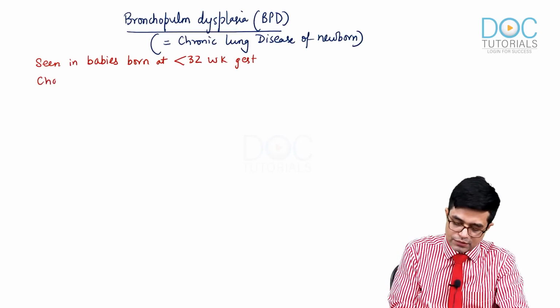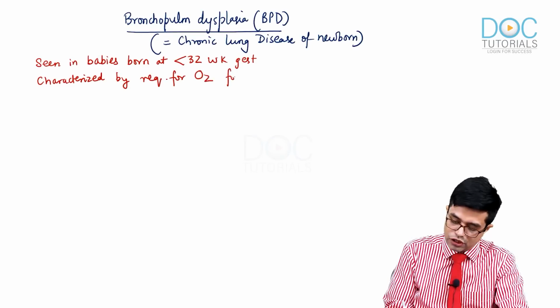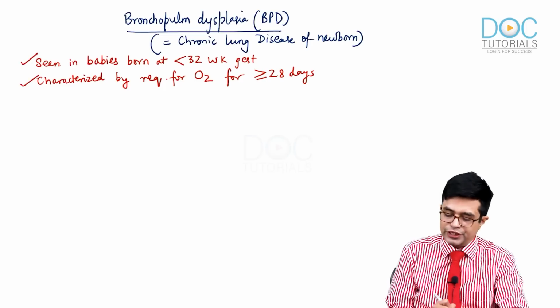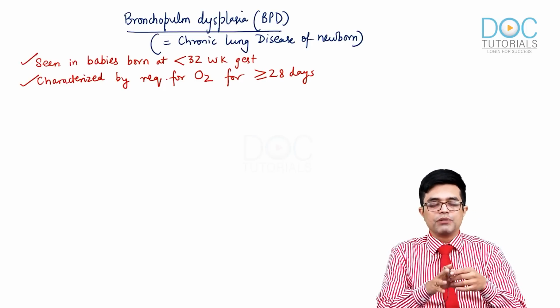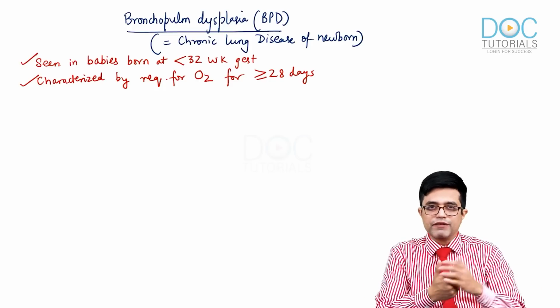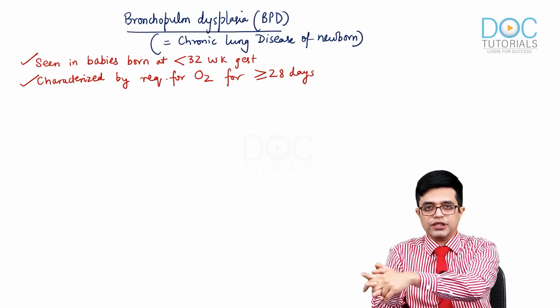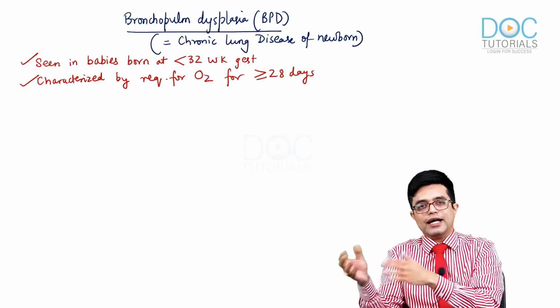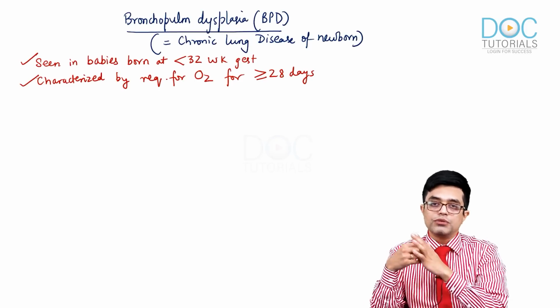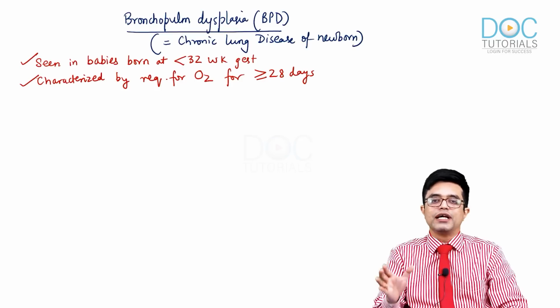and it is characterized by requirement for additional oxygen for 28 days or longer. These are the two important things that you need to remember. There are certain children who are born prematurely, less than 28 weeks. They develop HMD or you prevent HMD by giving surfactant, but later on it is found that for some reason they are put on oxygen and you cannot taper off oxygen. And if that child remains on oxygen continuously for 28 days, we say clinically the child has developed bronchopulmonary dysplasia.